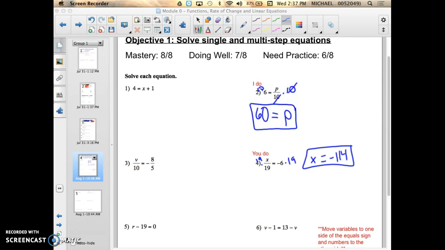Alright, these are my steps for number 4. It was x divided by 19 equals negative 6. And so in order to get x by itself, it lives on the left side of the equation, I have to multiply each side of the equation by 19. 19 times x over 19 makes these 19s go away. So that's how I just got a single x over here. And negative 6 times 19 is a negative 114. So that is my final answer.